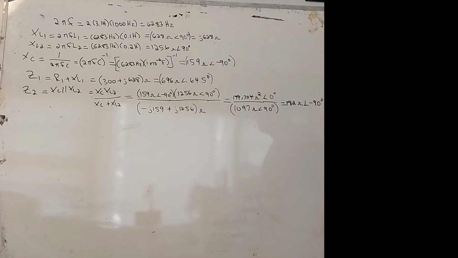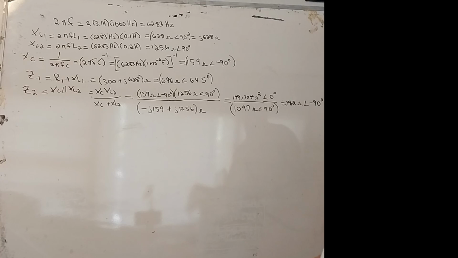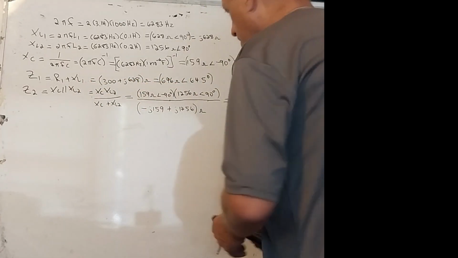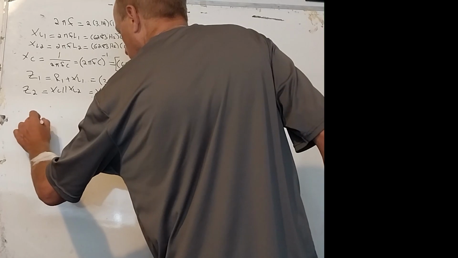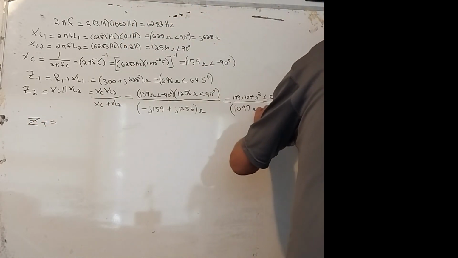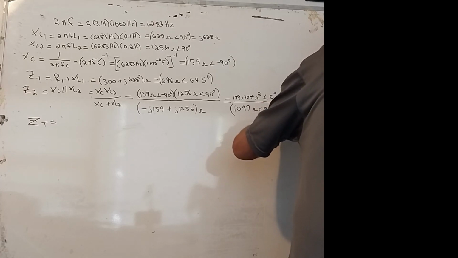But we're going to add Z1 and Z2 together. We know what this is because we just calculated it there. We know what this is because this is just a capacitive load. We could subtract this value from this, and now we have ZT. This is also equal to negative J182 ohms.